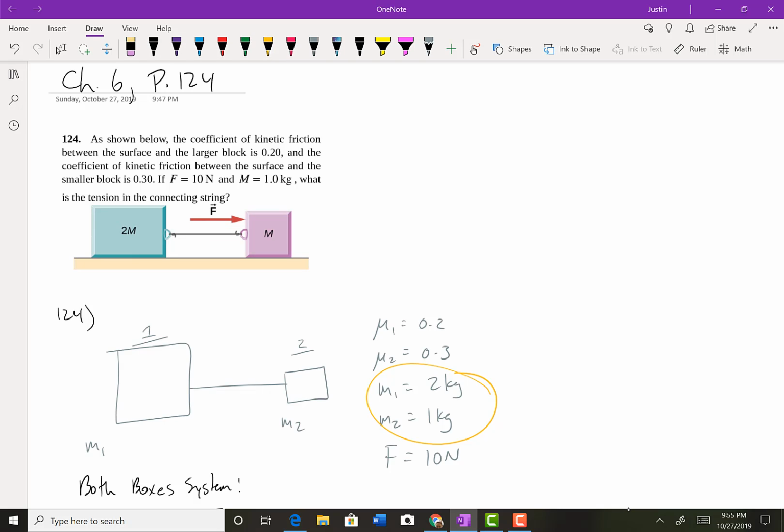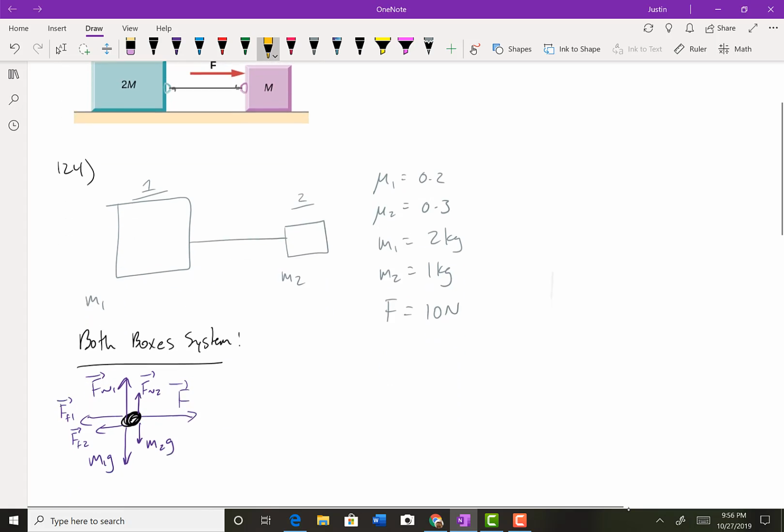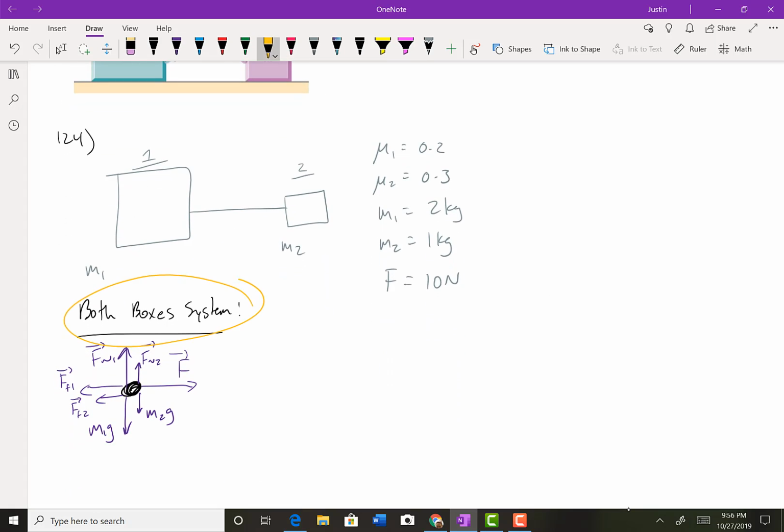So I think what my goal is, what I'm going to try and do, is try and find the acceleration of the whole system. Once I got the acceleration of the whole system, I know that's going to be the acceleration of this block right here. And if I know the acceleration of this block, I can then get the tension force from that second law problem. So the first thing I'm going to do is try and find out the acceleration of the whole system. So for 124, that's why I got both boxes being the system as my first free body diagram.